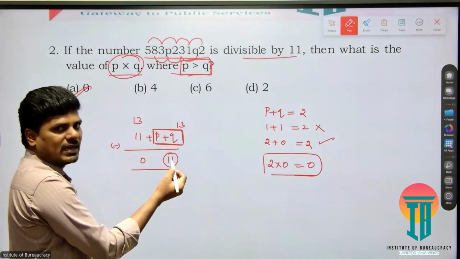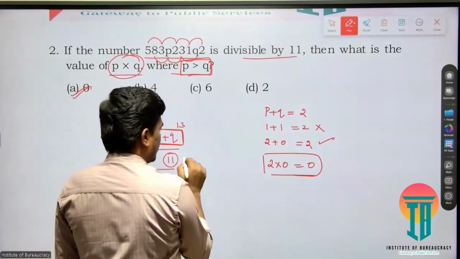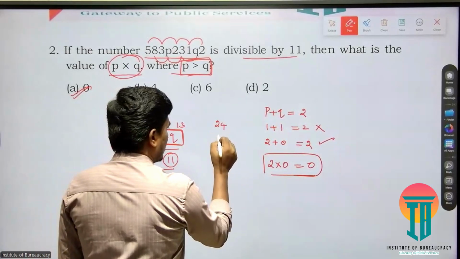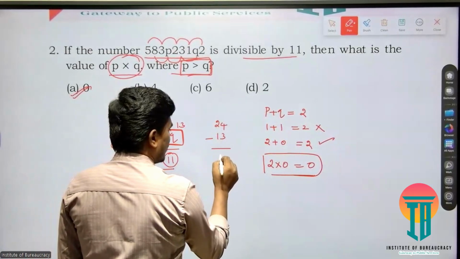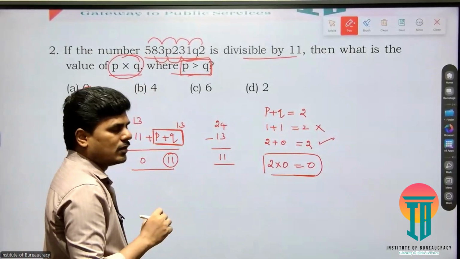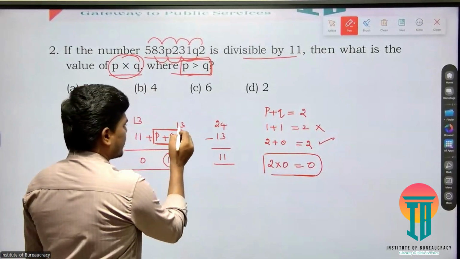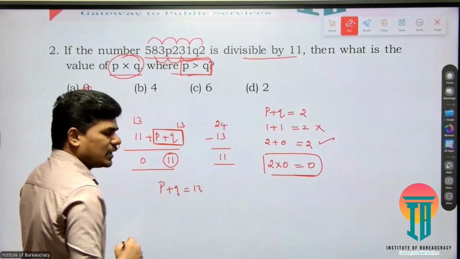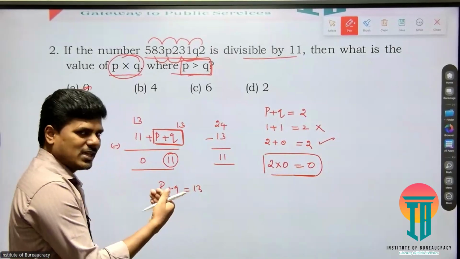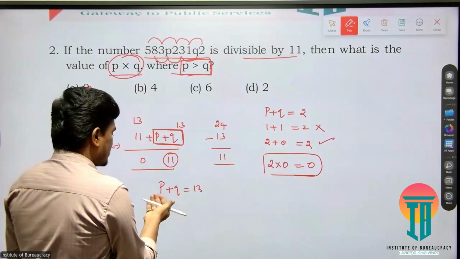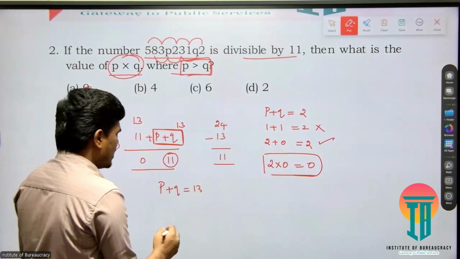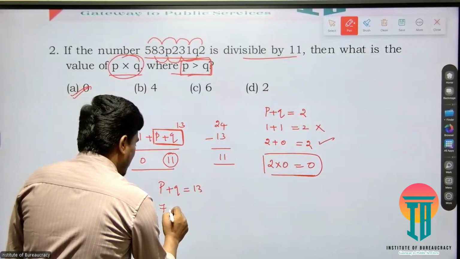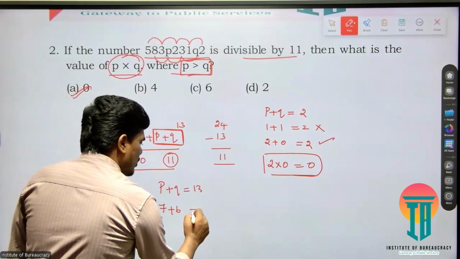That means 11 plus 13 is 24. 24 minus 13, the difference is going to be 11. Okay. So in the place of P plus Q, what I am getting now is that P plus Q is going to be 13. To get 13, there are various possibilities for P plus Q. The first number should be bigger than the second number, like 7 plus 6. Okay, 13.